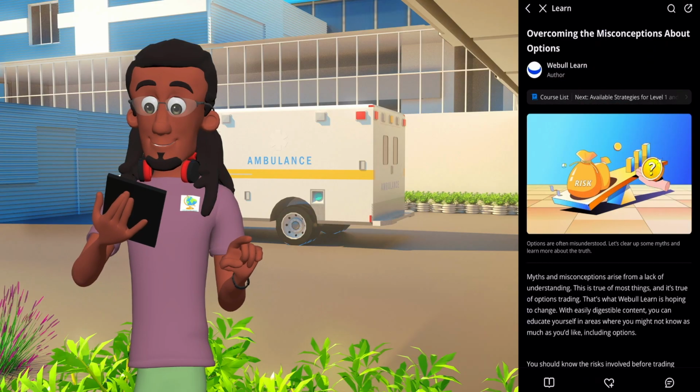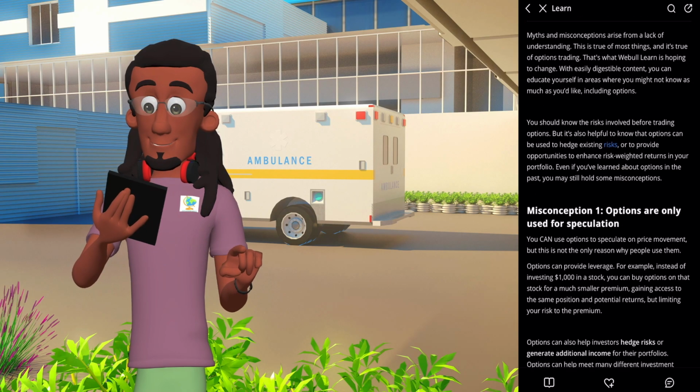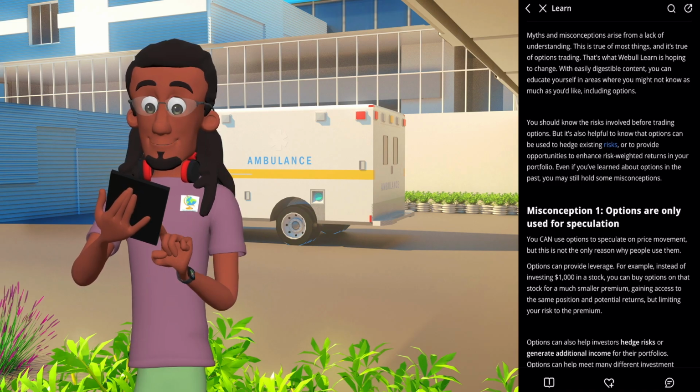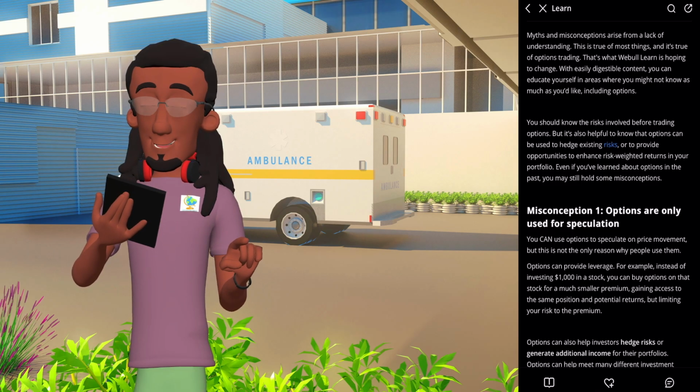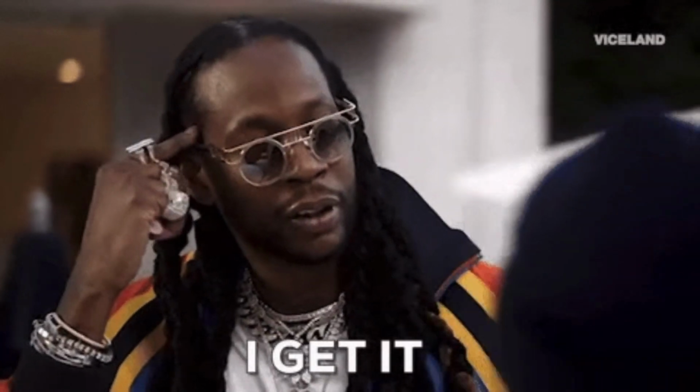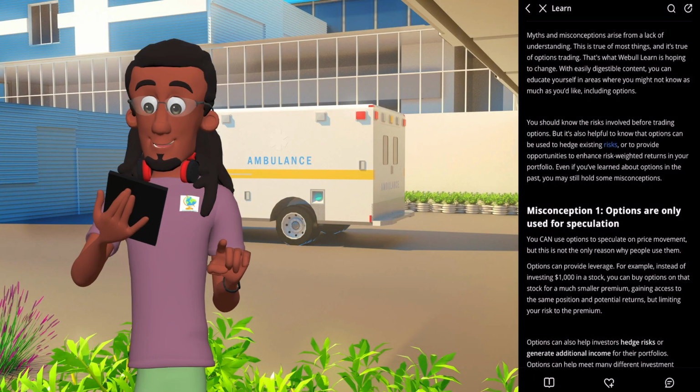Myths and misconceptions arise from a lack of understanding. Make some noise for that. Myths and misconceptions arise from a lack of understanding. This is true of most things, and it's true of options trading. That's what Webull Learn is hoping to change. With easily digestible content, you can educate yourself in areas where you might not know as much as you'd like, including options.